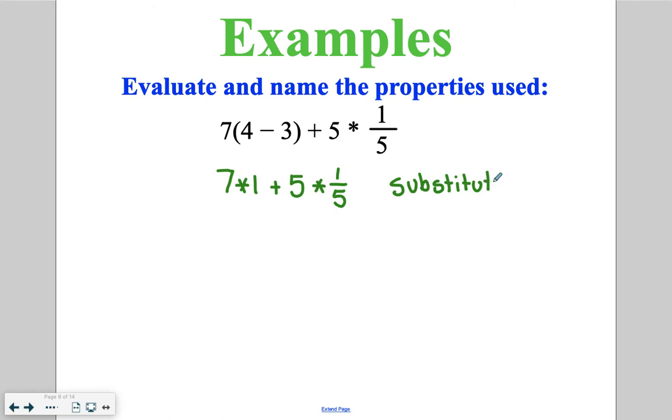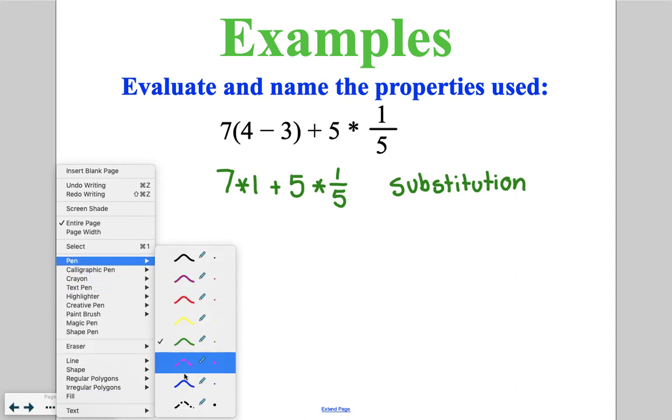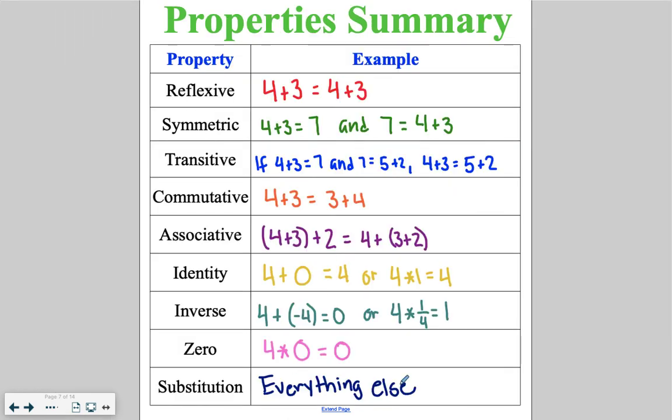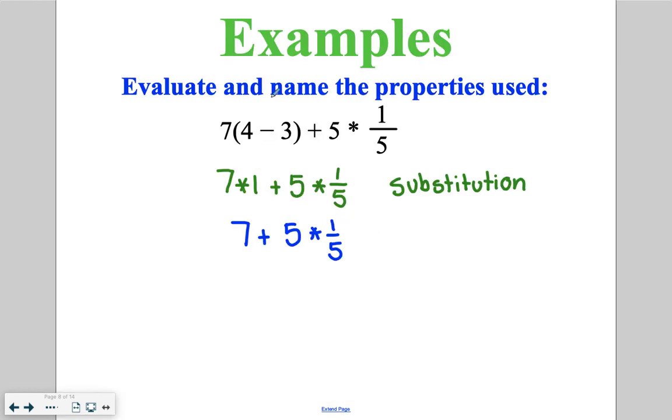Then the next step in PEMDAS would be to multiply 7 times 1. When you do 7 times 1, that answer is 7. So then we have 7 plus 5 times 1/5. When you look at the list of properties, yes, with 7 times 1 you plugged something in, but it's a more specific property, which is the identity property. We multiplied by 1. So this step we would label with identity. So we want to give it the most specific name that we can.